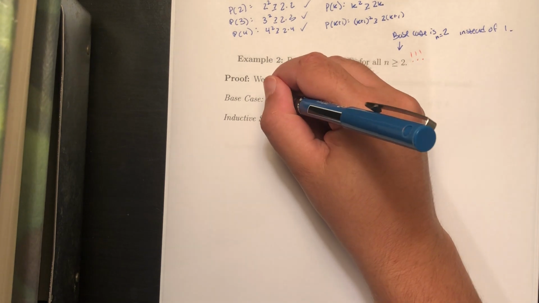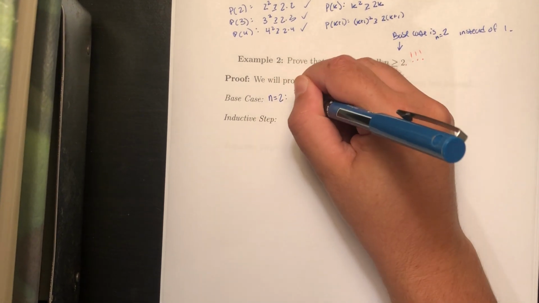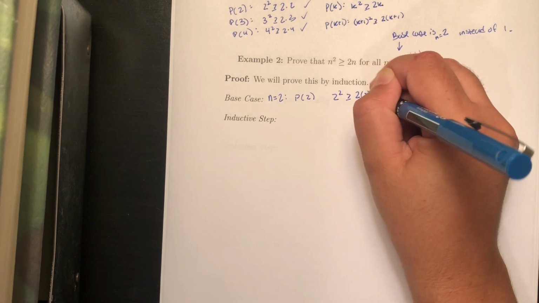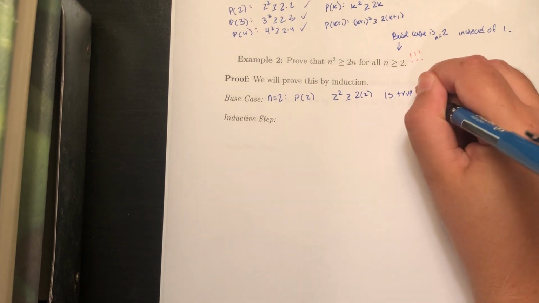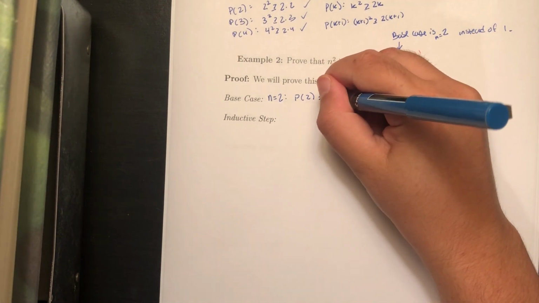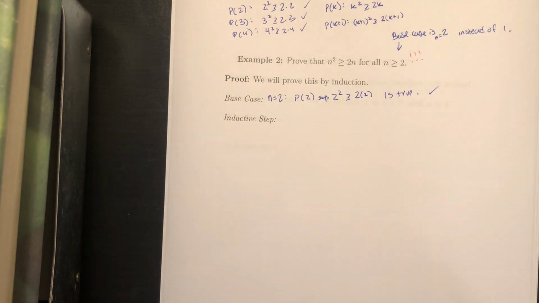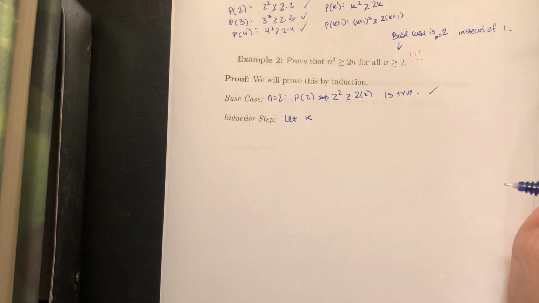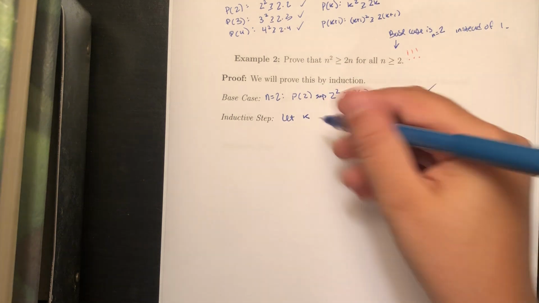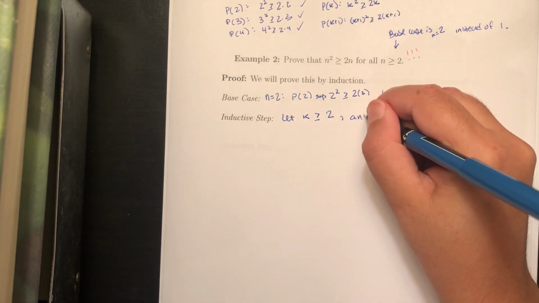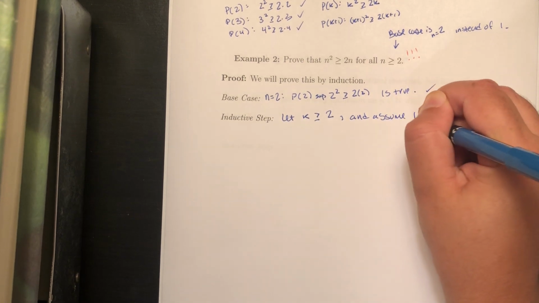Our base case is that n equals 2. We have that the statement P of 2 says that 2 squared is greater than or equal to 2 times 2, which is true. So our base case is done. Okay. Now for our inductive step, we need to let k be some natural number greater than or equal to the base case. Usually we'd say greater than or equal to 1, but our base case isn't 1 here, our base case is 2. So we'll let k be greater than or equal to 2 here instead, and assume p of k is true.